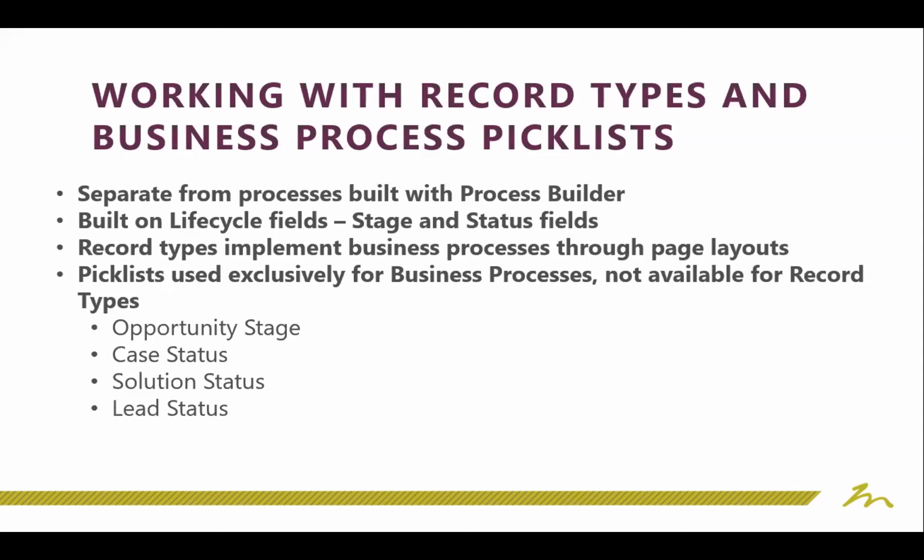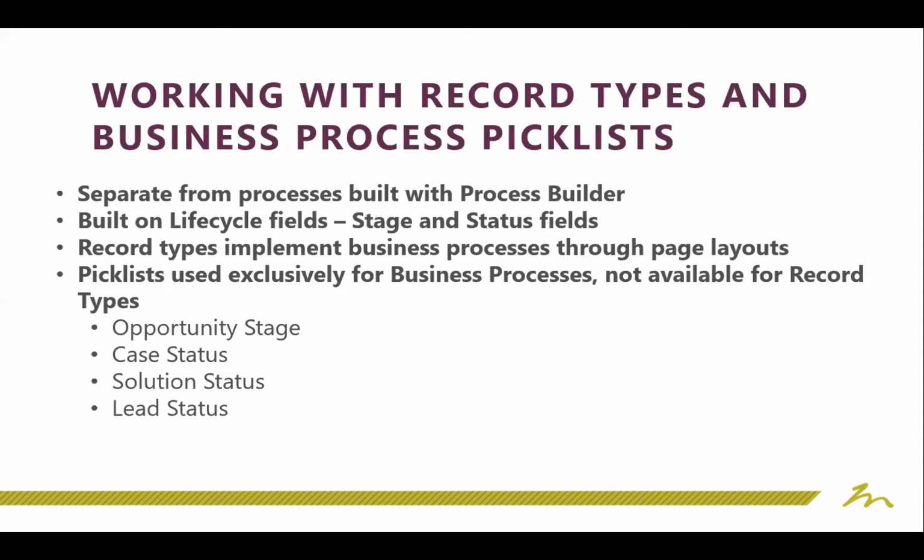So then when you're working with record types and process pick lists, this is separate from processes built within Process Builder, so that was a note everywhere because I think some people get confused by that. And this is built on lifecycle fields, so stage and status fields. Record types implement business processes through page layouts. So while you have the record type and you have to have that to have a business process, it shows up differently based on your page layout. So they all work together.